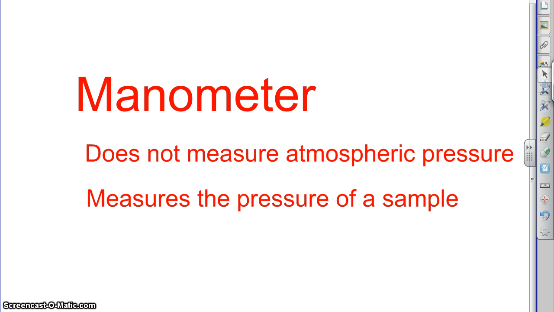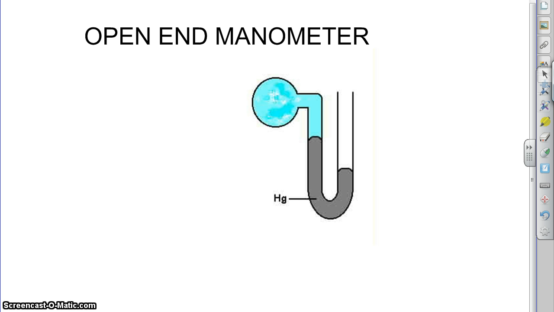So if I've collected some gas, somehow I may be able to use a manometer to measure the pressure of it. And a manometer looks like this. This is an open-end manometer. It's open-ended because this area here is open to the atmosphere. If this were closed, we could do that as well. Closed-end manometer problems are much easier to do.